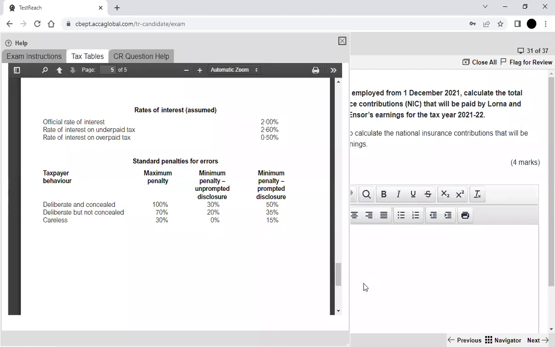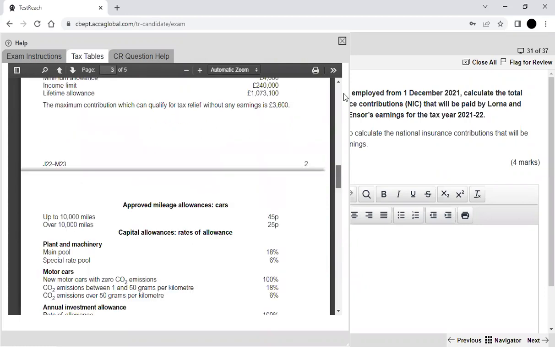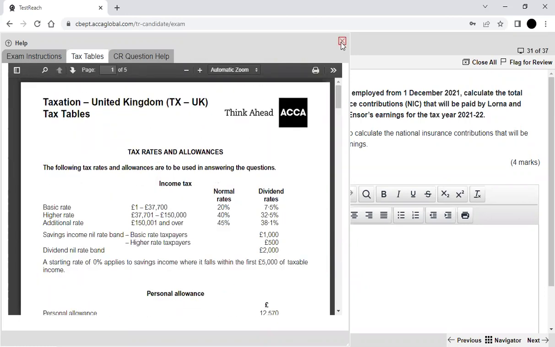So these are the standard exam rates which will be provided to you guys in the exam in the same way which you can see right now.